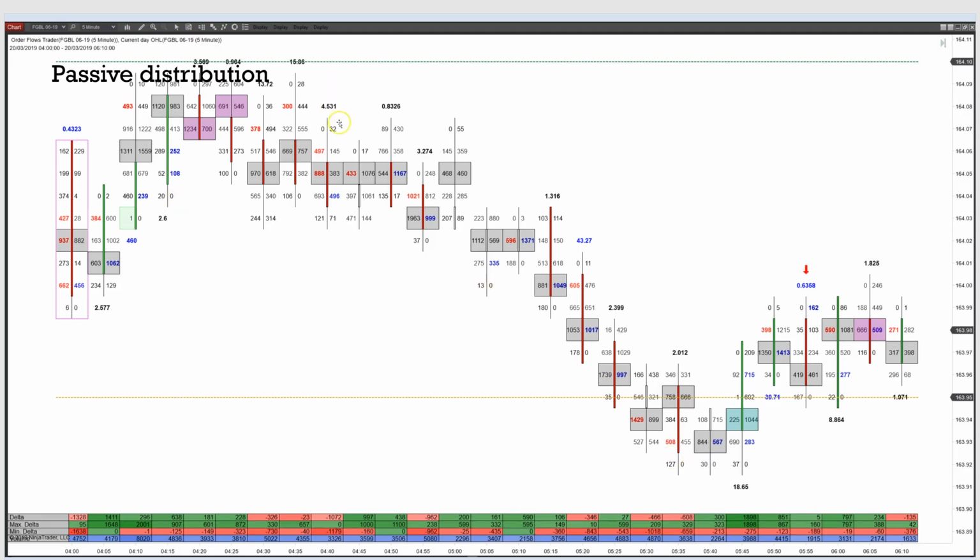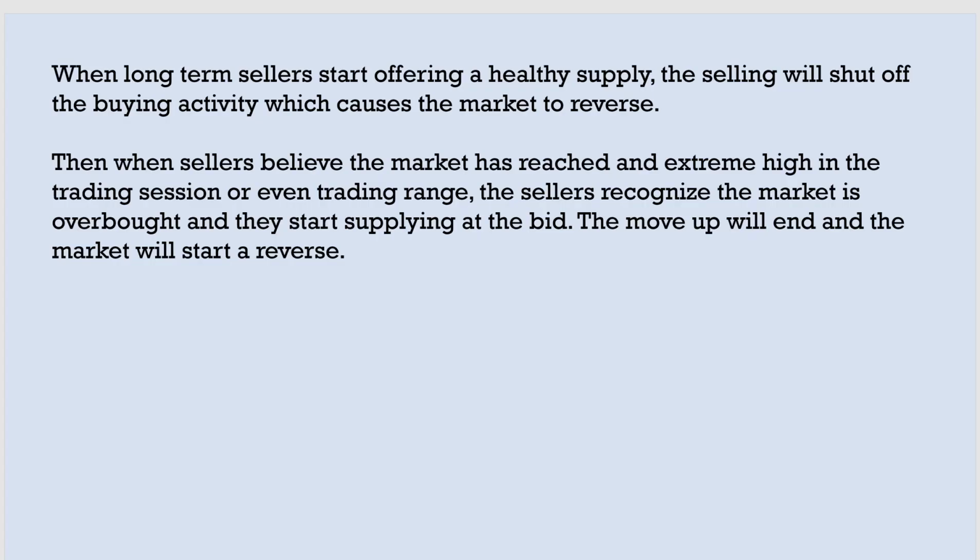That's how trends happen, right? You've got your resistance selling. Yeah, you've got your passive distribution, so to speak, occurring there on a trend down, just as you'd want to see passive accumulation on a trend up. Now, when long-term sellers start offering a healthy supply, the selling will shut off the buying activity, which causes the market to reverse.